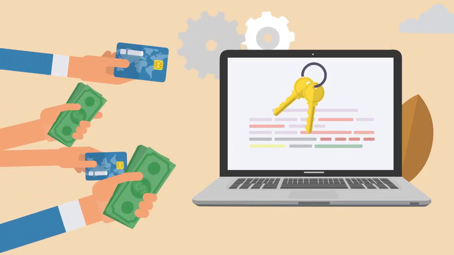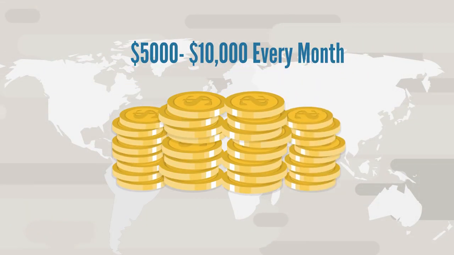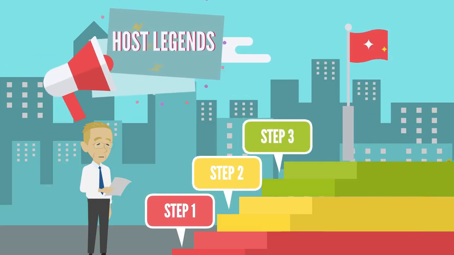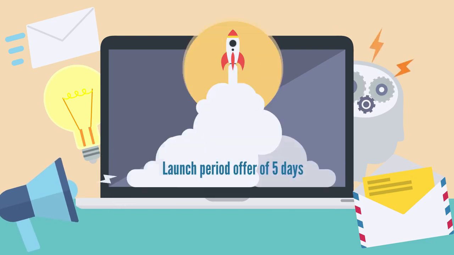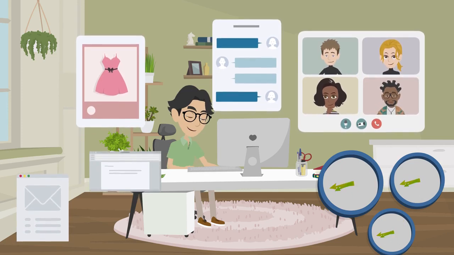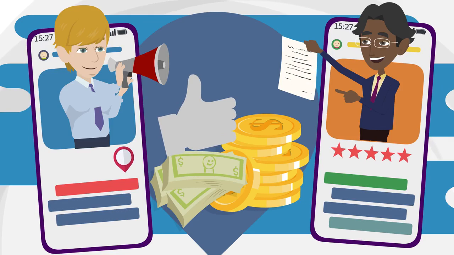It comes with a commercial license, which is a golden ticket for you to make an easy $5,000 to $10,000 every month by hosting websites of your clients right inside your dashboard in 3 simple steps. As part of HostLegends' special launch period offer of 5 days, we will ship all your websites into the HostLegends system to give you ultra-fast, blazing websites for 400% more profits, while you can sit and relax.